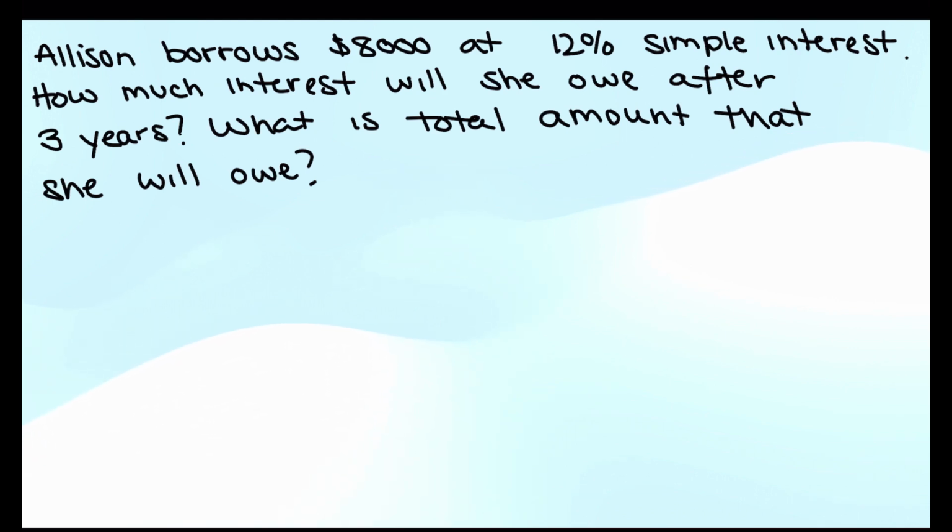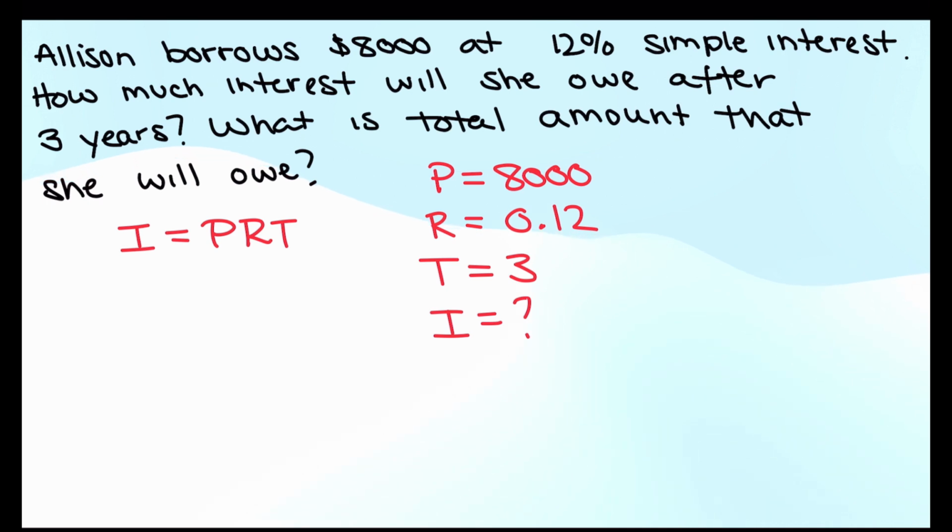Allison borrows $8,000 at 12% simple interest. How much interest will she owe after 3 years? What is the total amount that she will owe after those 3 years? So my formula, I equals PRT. If we want to find the amount of interest that she will owe, we're solving for I.